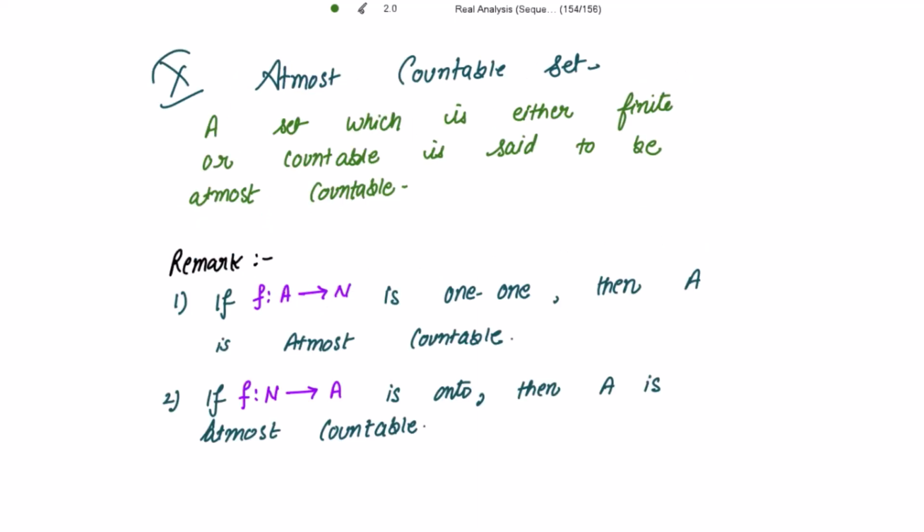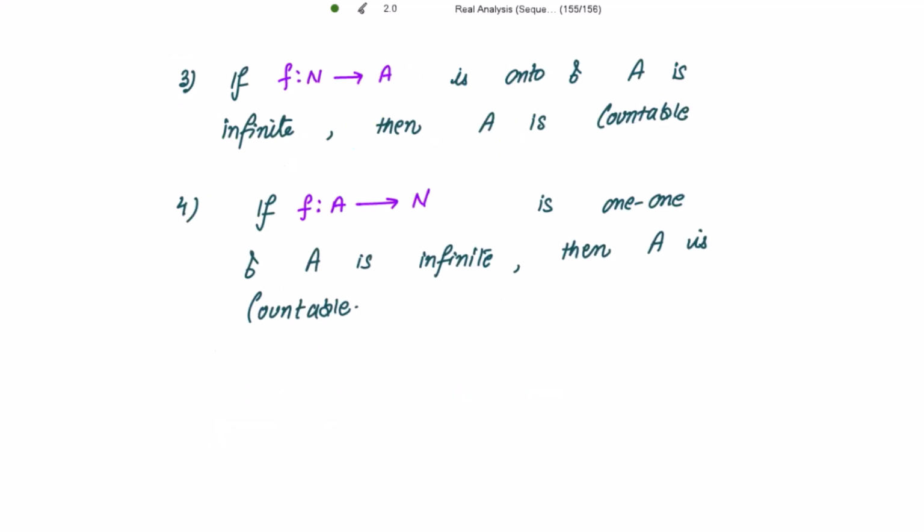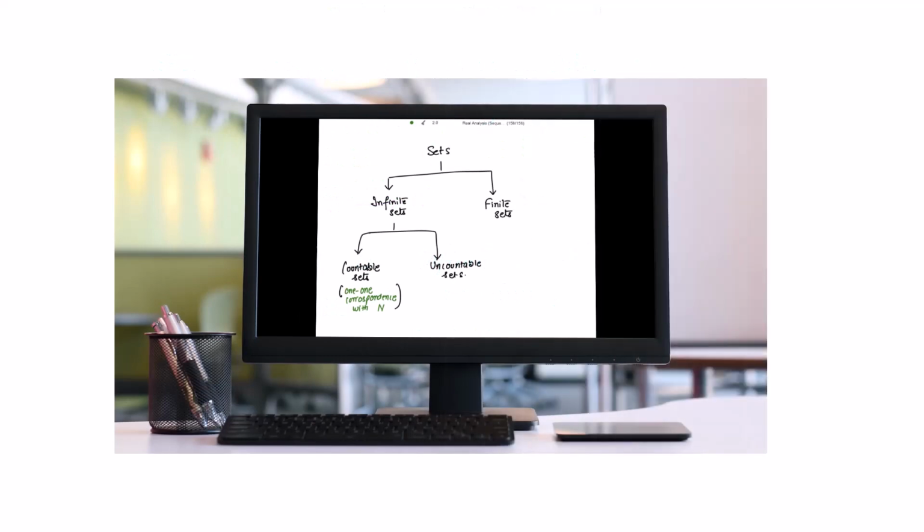So these are the mappings that describe when the set A is at most countable and when it is countable. This is a quick description of the sets. The sets can be infinite sets or finite sets, and infinite sets can be countable sets or uncountable sets. Countable sets are the sets which have a one-to-one correspondence with the set of natural numbers, and uncountable sets are the sets which are not countable.